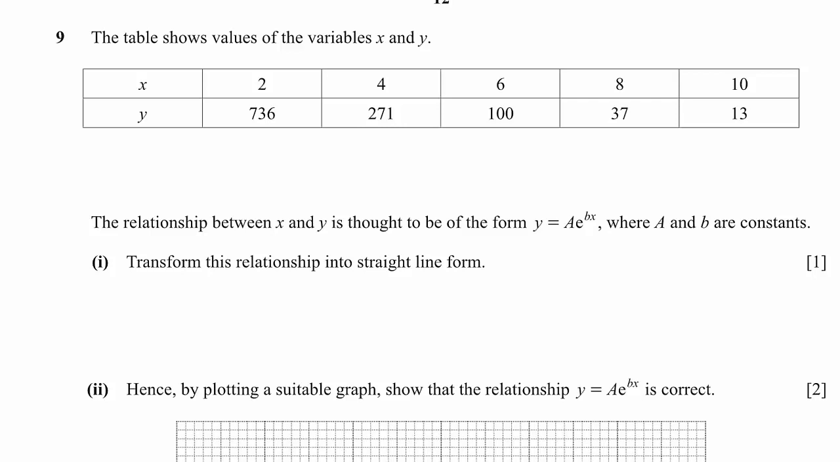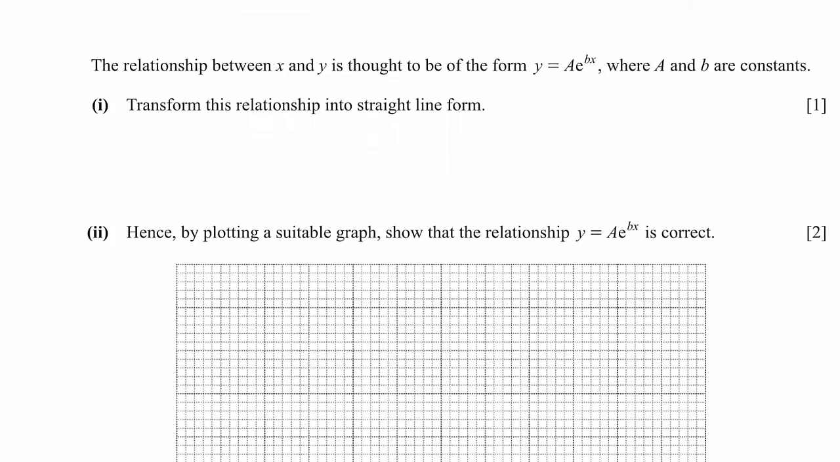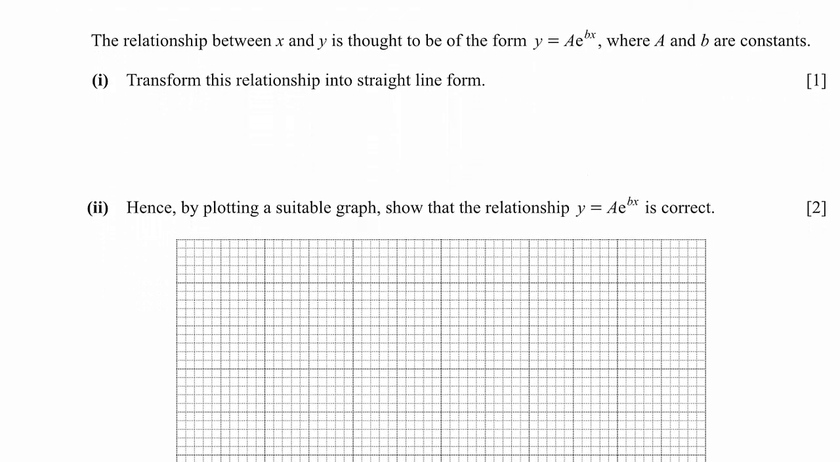The table shows values of the variables x and y. The relationship between x and y is thought to be of the form y equals ae to the bx, where a and b are constants. We want to transform the relationship into a straight line. I can do that by using logs, and I'm going to use logs to the base e, natural logs.